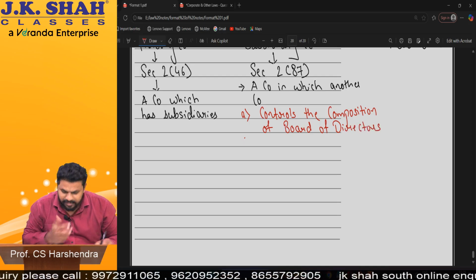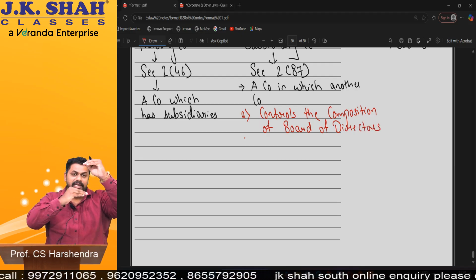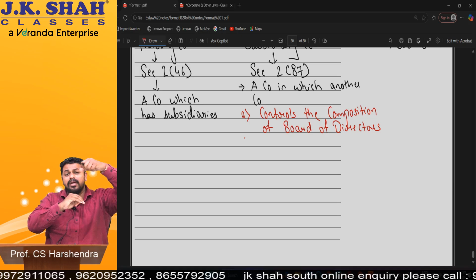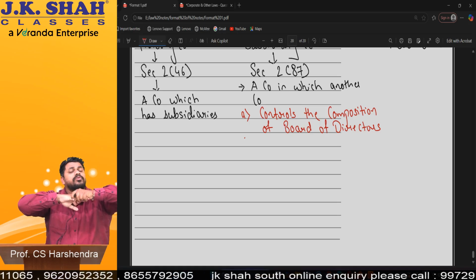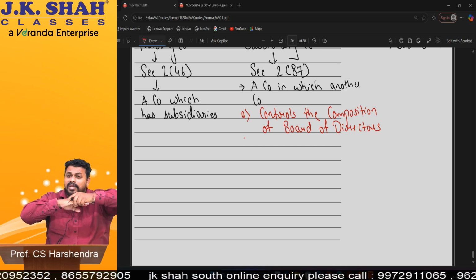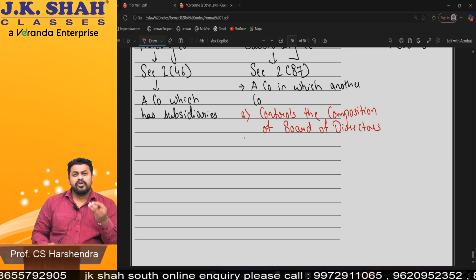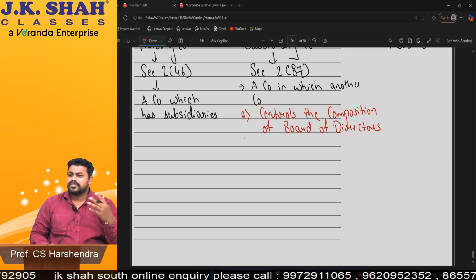So example, A limited is there, B limited is there. If A limited controls the composition of board of directors of B limited, then A limited is the holding company and B limited is the subsidiary. Very simple. But sir, what do you mean by controls the composition of board of directors?